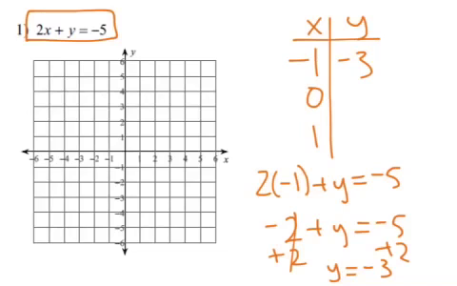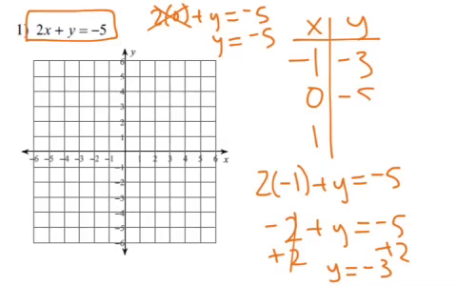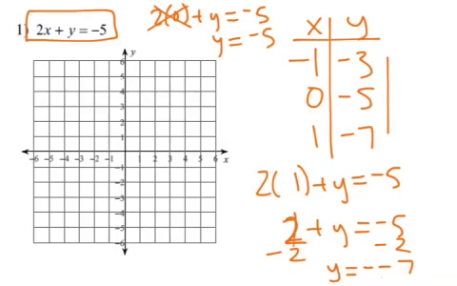We plug it in as 0. 2 times 0 plus y equals -5. That would just eliminate and we get y equals -5. Now if we did it for a positive one, same process. 2 times 1 is 2 plus y equals -5. Subtract 2 this time, we'd end up with -7. We can see the pattern here that we're subtracting 2 each time. You can see the pattern here that we're adding 1 each time.